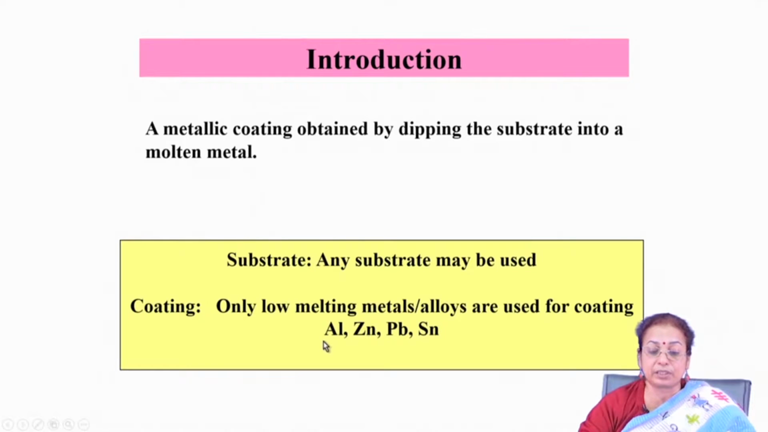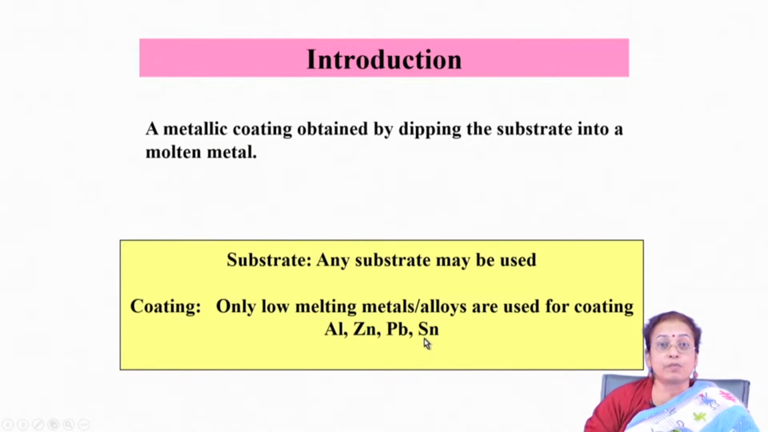There are different metals or alloys developed by the hot dipping technique, like aluminum and its alloys, zinc and its alloys, lead and its alloys, and tin and its alloys. Depending on the metals or alloys deposited by hot dipping, there are different names. Hot dipping of aluminum is called aluminizing. Hot dipping of zinc is called galvanizing.